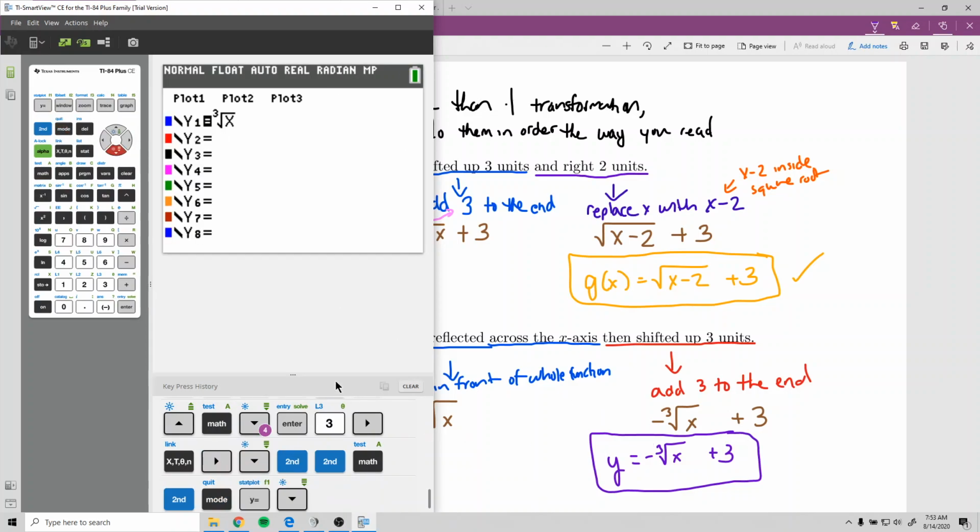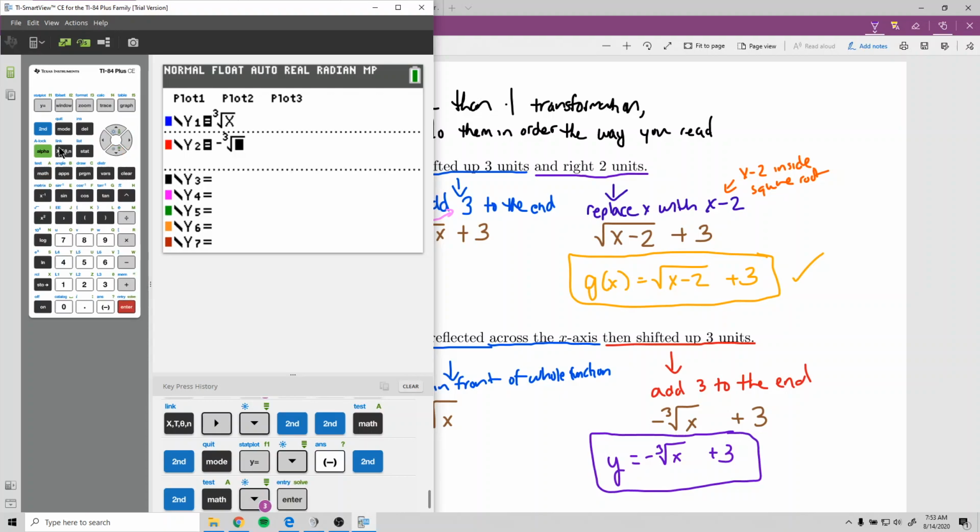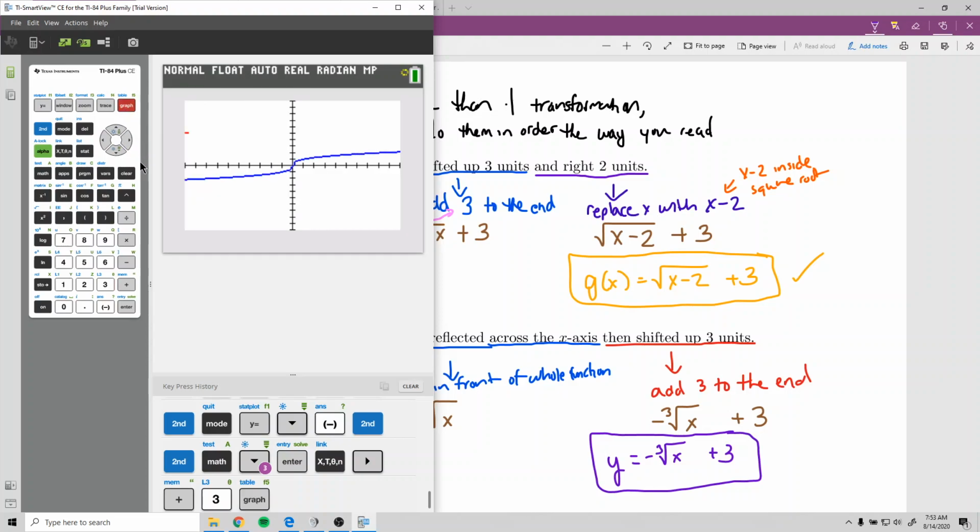And now for our transformation, we have a negative in front, then the cube root of x, and then a plus 3 at the end. All right, so the blue one is our original. The red one, well, if we reflect across the x-axis, this little blue section goes up here, and this one goes down here. So it has this shape, it's just lower. And then if we shift it up 3 units, it will go exactly there. Okay, so that definitely works out.